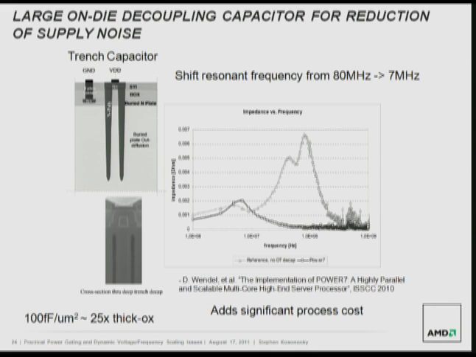The other option would be something like trench capacitor. If you could do something on die with a very high K or very large amounts of capacitance, that could help. This is a plot IBM showed for the Power 7 chip where they added trench capacitors, where the capacitance per unit area is about 25x that of thick ox. That could be an effective means for adding capacitance on die where you need to. But the disadvantage here is that it does add significant cost to the overall chip.